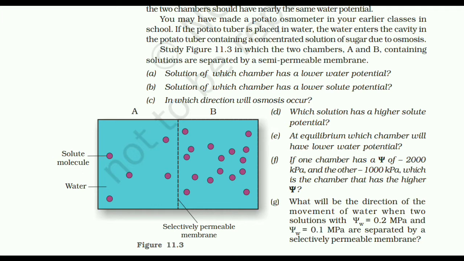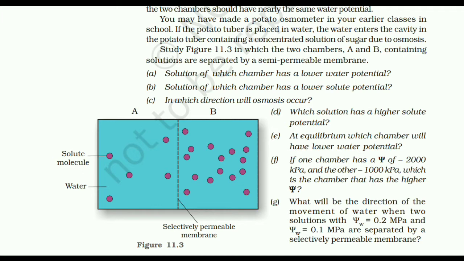Solution of which chamber has a lower water potential? Obviously, it's chamber B. Solution of which chamber has a lower solute potential? That's again chamber B. C. In which direction osmosis will occur? Osmosis always occurs from higher water potential to lower water potential. Number D. Which solution has a higher solute potential?